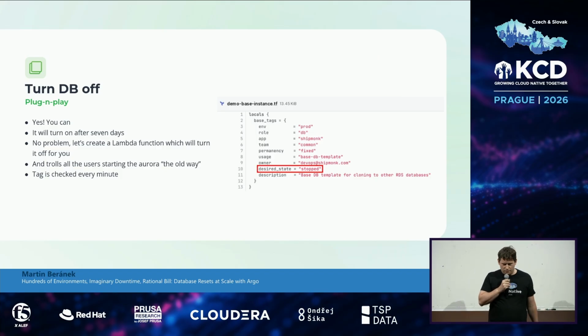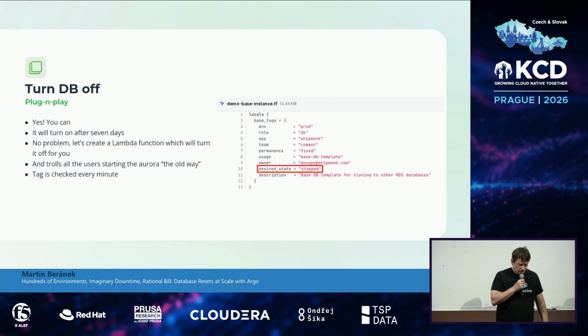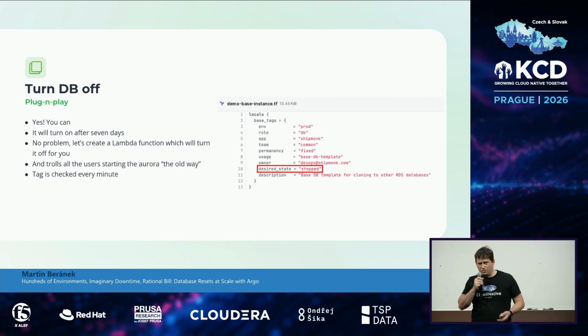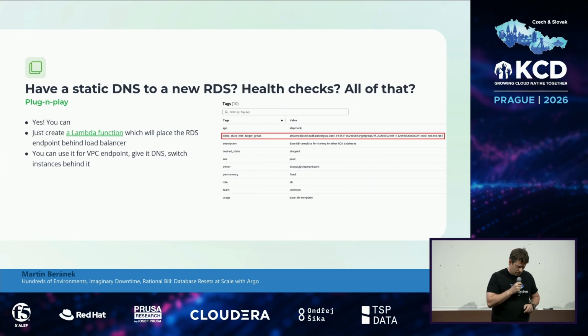So again, if you don't have some functionality in the cloud, just write a Lambda about it. And this Lambda just goes around and stops the database if it's supposed to be stopped. Which is kind of crazy if you do not know the setup and just go start the database, and after a minute or two, it's going to be stopped again, and so on, because there's this tag and magic regarding that.